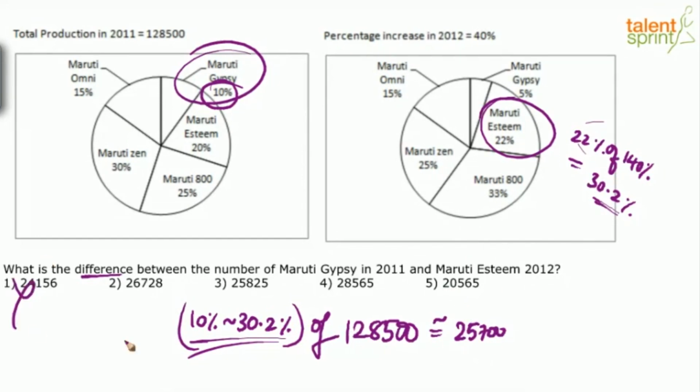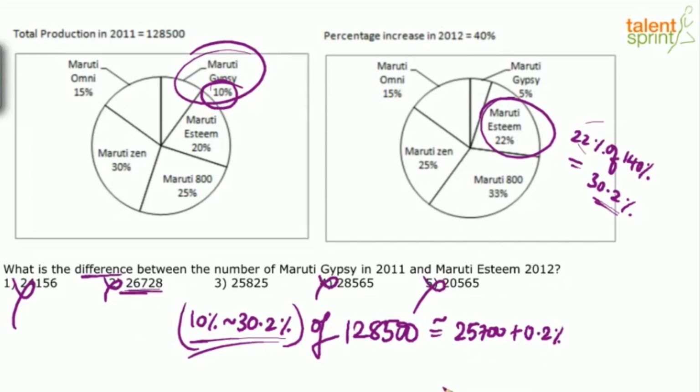So option 5 gets eliminated. How much more? 0.2% more. Remember, 0.2%. So can it be 28,000? No. Can it be 26,000? No. Or can it be 26,000? Maybe. Check.